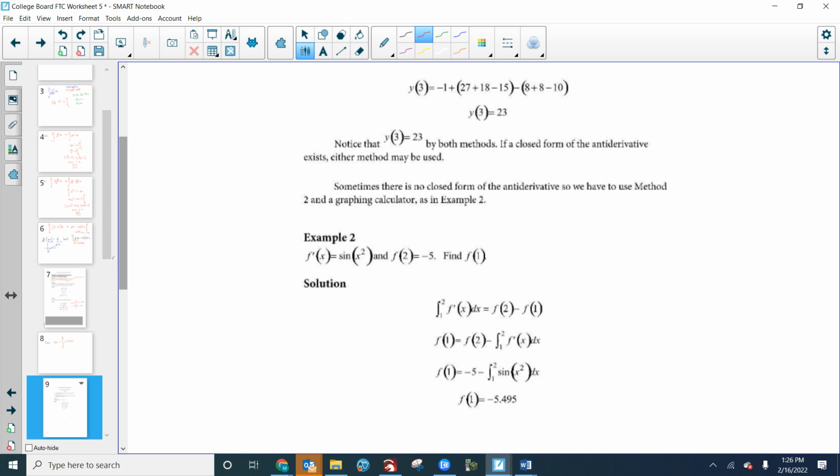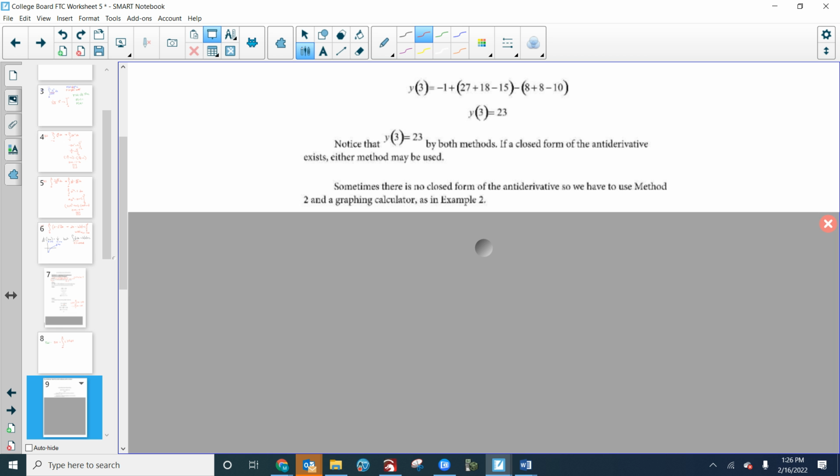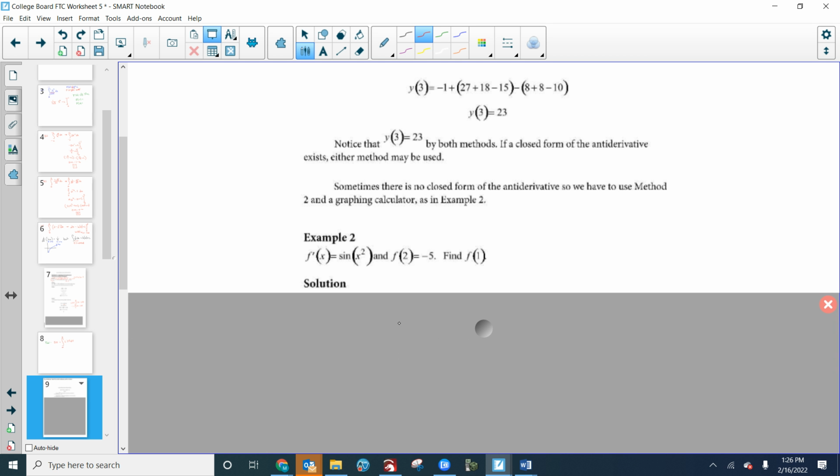I don't know the antiderivative of sine of x squared. This is a perfect example of what I've seen on the AP test. Okay. What if... oops, that's the wrong one. Hold on. There we go. F prime is sine of x squared. F of 2 is -5. Find f of 1. Let's do this one together. This will be our last one, and then I'll talk about the quiz tomorrow. Okay?